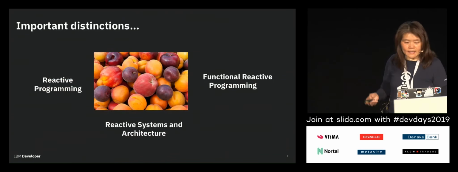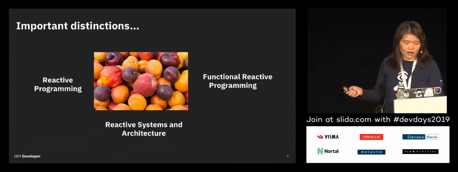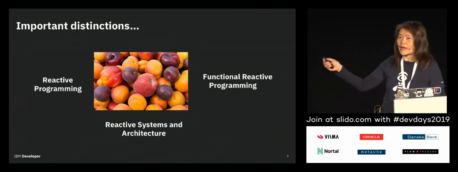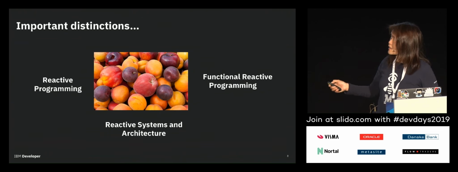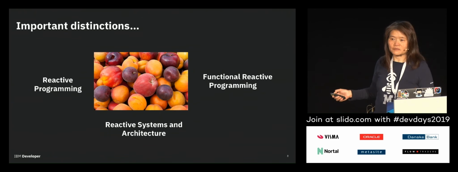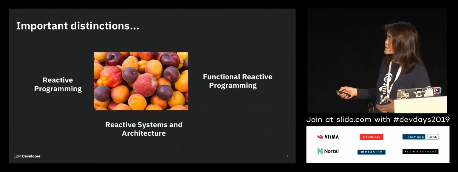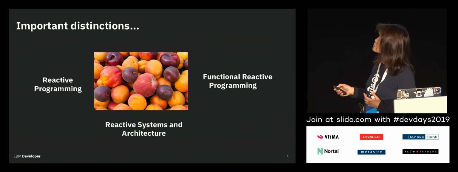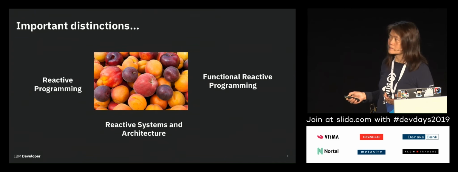Okay, so now we'll get to the next slide. This actually uses a picture of fruits, because they all look like fruits, but they are not really the same. So there are differences between reactive programming, functional reactive programming, and reactive systems. So first of all, reactive programming.